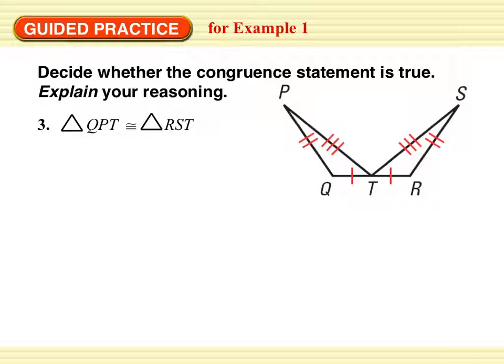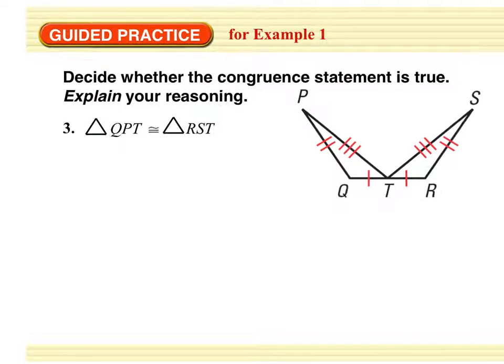So again, let's make sure that all of the sides in the correct order in the congruency statement match with what's actually in the triangle. So again, QP and RS. QP is over here, has 2. RS has 2, so far so good.